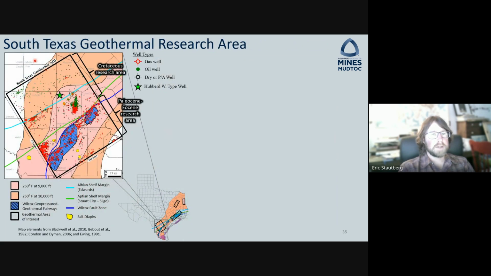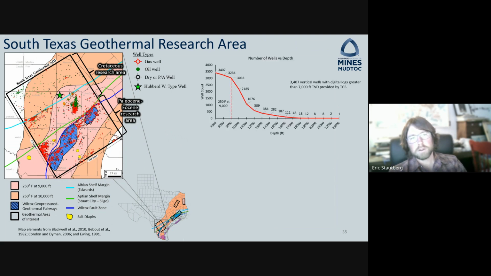So zooming into South Texas, these are all the same map elements, except for the crustal type. I don't have that on here. But it shows that this area is cross-cut by that shallower depth to 250 degrees Fahrenheit, and it's a little deeper to the north and the south. These two blue zones are those overpressured zones in the Paleocene to Eocene Wilcox Formation. These yellow polygons are the different salt diapirs across the area, and these blue and green lines are the Aptian and Albian shelf margins. And so this is a well log based project that I'm working on.